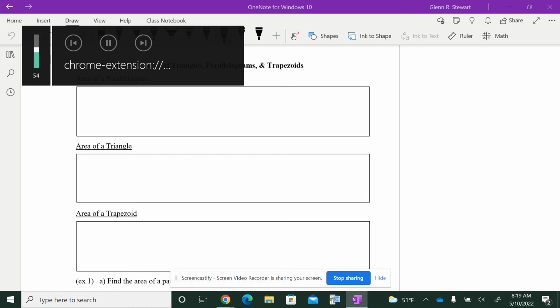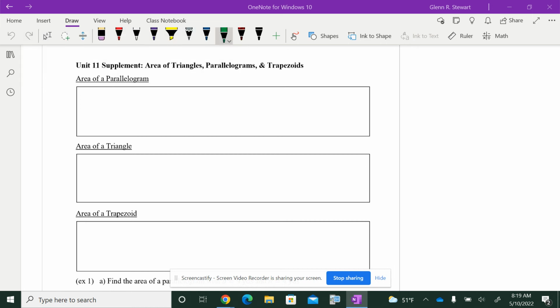All right, today we're talking Unit 11 supplement: areas of triangles, parallelograms, and trapezoids.